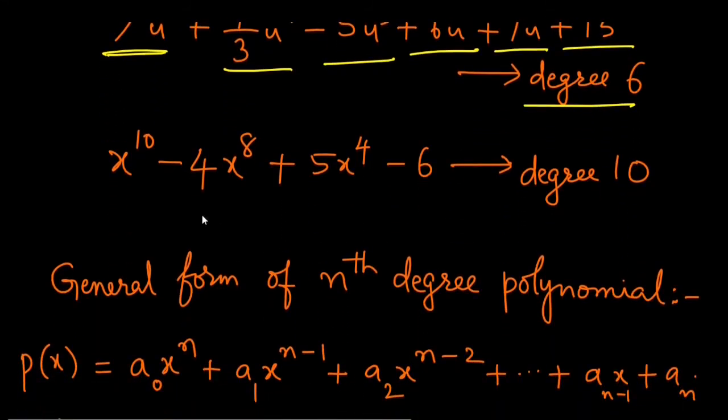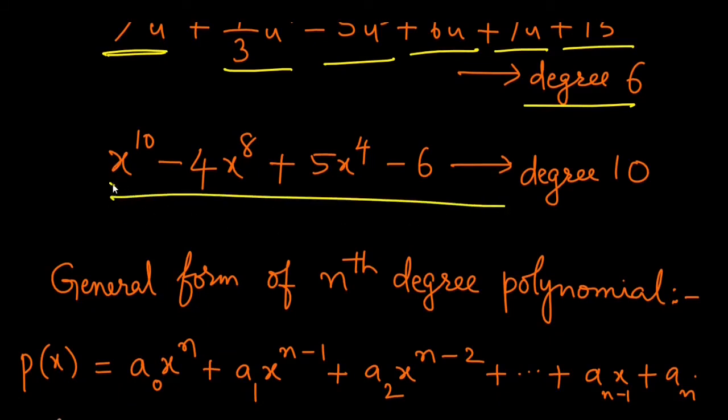Let us see another example. x power 10 minus 4x power 8 plus 5x power 4 minus 6. Here the degree of highest degree term is 10. So the degree of this polynomial is 10.